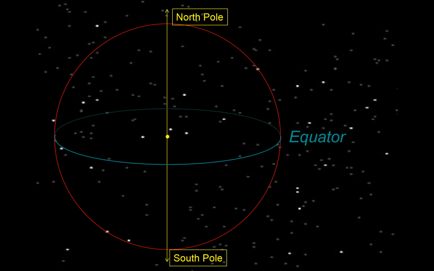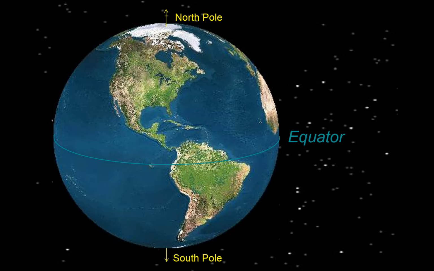Now we can superimpose those points onto the Earth itself. So as the Earth rotates around, we'll have the North Pole here, the South Pole here. This is the direction of rotation, and here's the equator along the middle. So that gives us 3 distinct points that we can use to navigate.